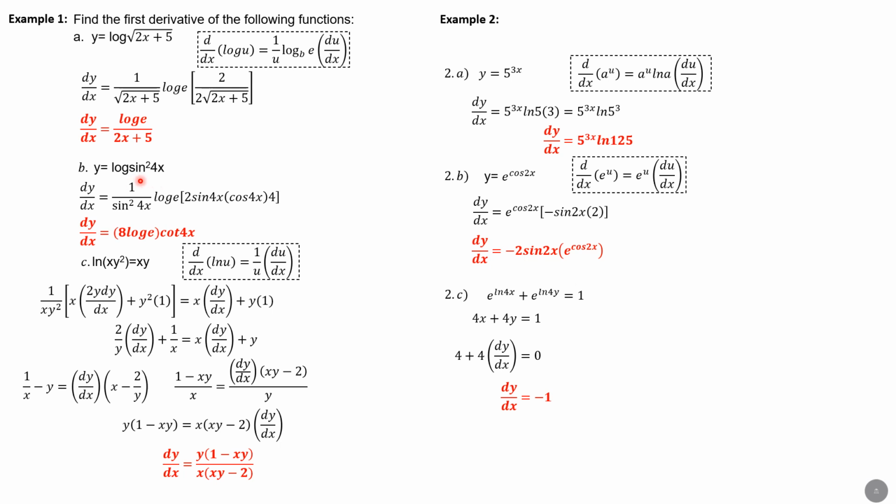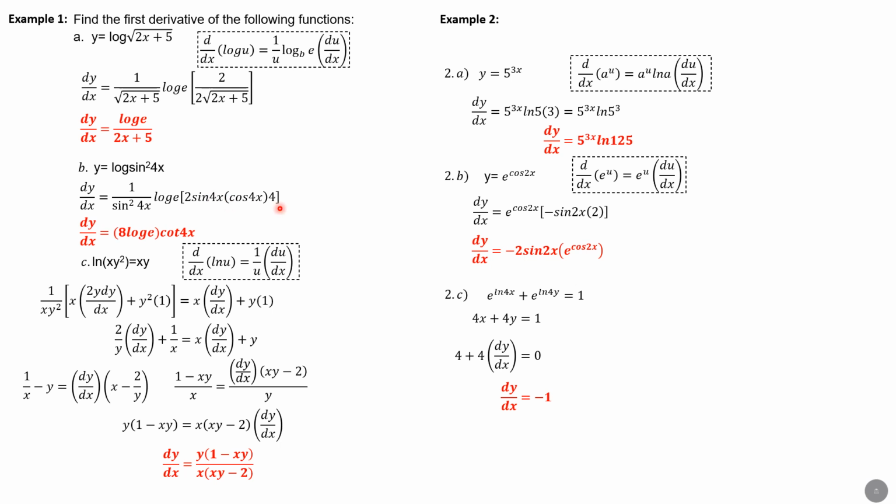Letter B, log of sine square of 4x. Imagine that sine square of 4x is u. So dy dx is 1 over sine square of 4x log of e, then the derivative of sine square 4x, which is the u. So power formula 2 times sine to the 1 of 4x. Derivative of sine is cosine of 4x. Then finally, derivative of 4x, which is 4.